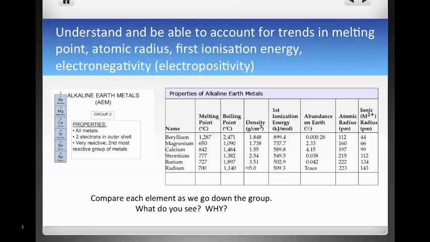Why do you think these properties exhibit themselves? Think about how we talked about periodicity. Stop the video and think about this before you continue.